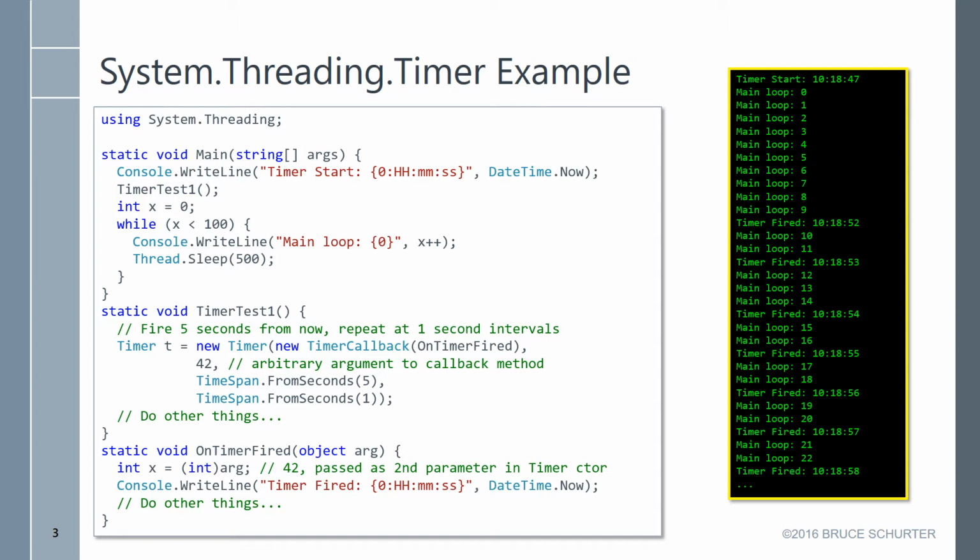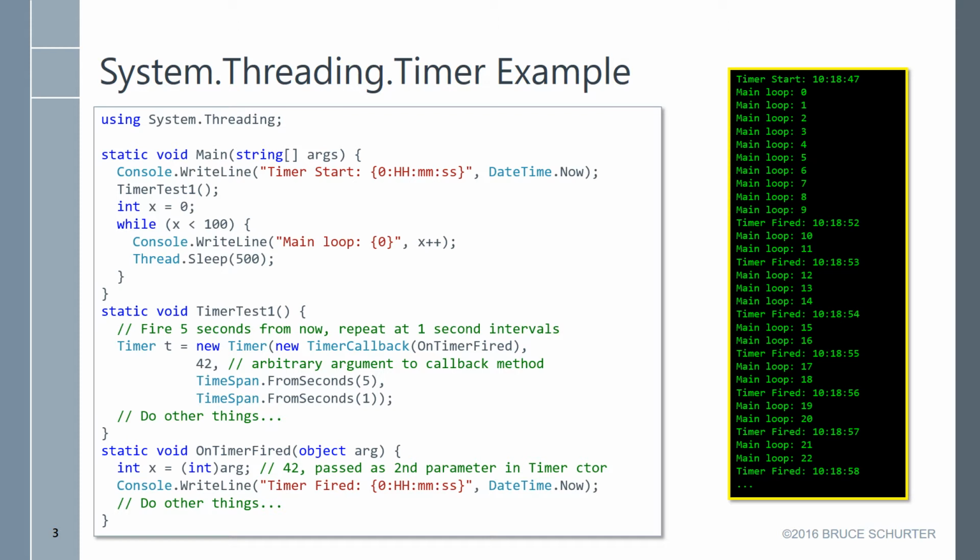TimerTest1, as you can see, is the method that starts the timer. It's pretty straightforward. You create the timer by saying Timer t equals new Timer. You have to pass to it the method that you wish to call back when it is time to be fired. So we say new TimerCallback, and we give it OnTimerFired. If you look at the bottom, that is exactly the method we need to call.